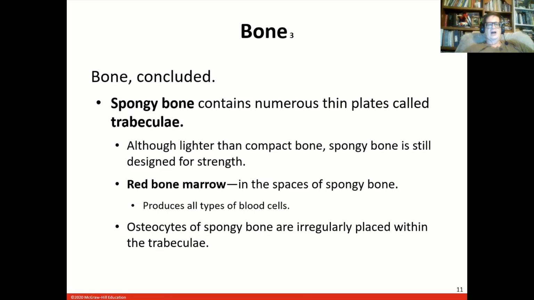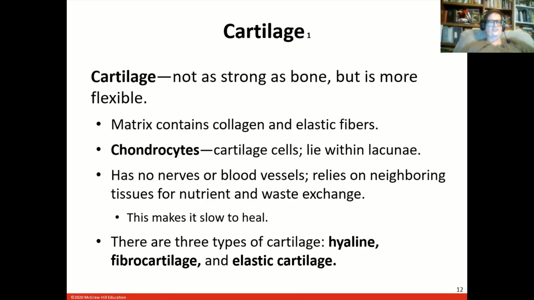Okay, so osteocytes in the spongy bone are in the spaces between the trabecula. Nobody's surprised with that. It's not saying it here, but the trabecula are also lined in endosteum, that same membrane that lines the shaft of the diaphysis. All right, we've talked about bone.